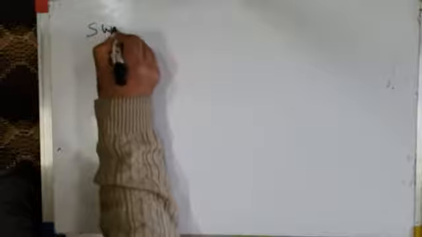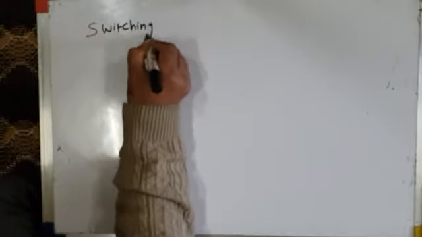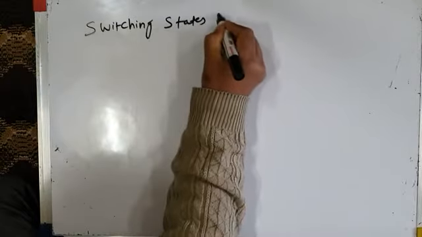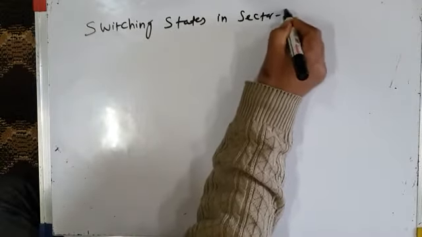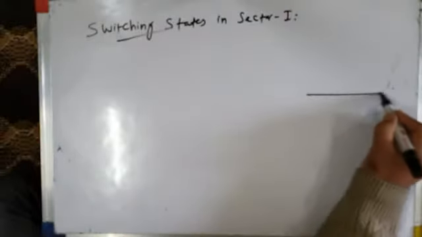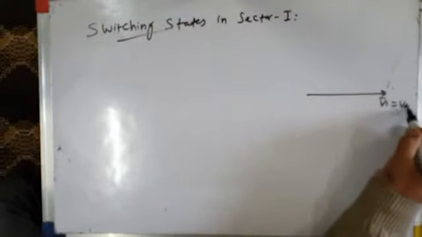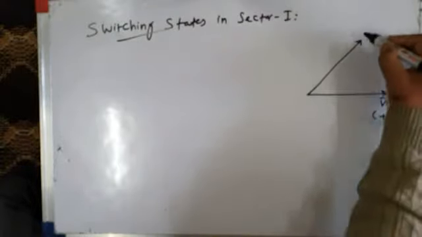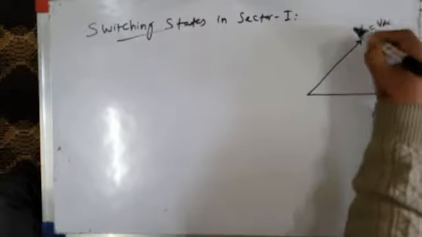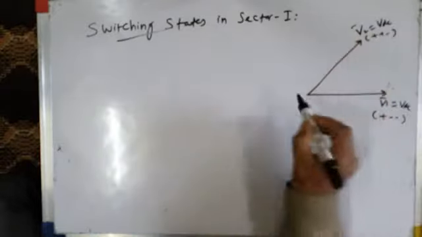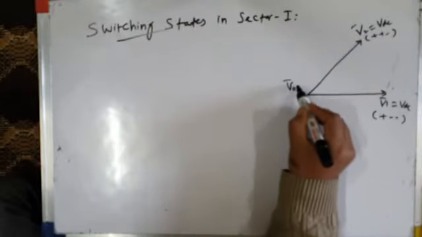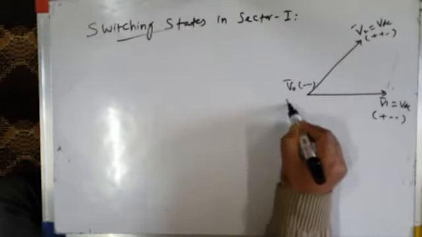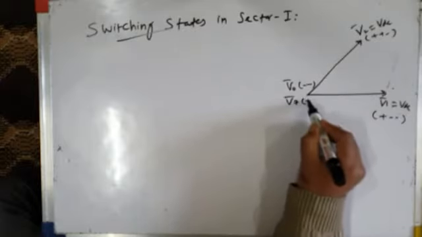Okay. Now let us try to see switching states in sector 1. I will again draw the sector 1. This is V1 equal to VDC, और यहाँ switching state है plus minus minus, और ये मेरा voltage space vector है V2 equal to VDC, and here switching state is plus plus minus, and I have zero voltage vector V0, which is minus minus minus, and another zero voltage vector V7, which is plus plus plus.